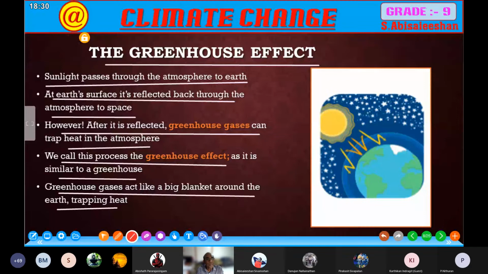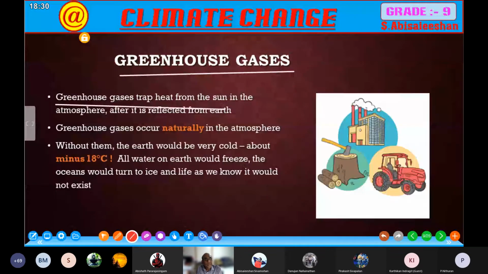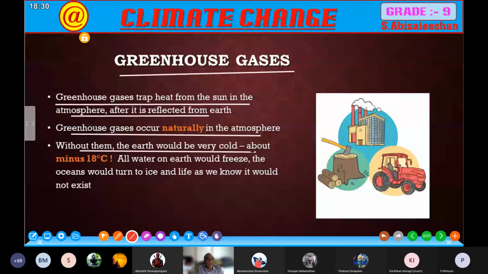Greenhouse gases trap heat from the sun in the atmosphere after it is reflected from Earth. Greenhouse gases occur naturally in the atmosphere. Without them, the Earth would be very cold, about minus 18 degrees Celsius. All water on Earth would freeze, the ocean would turn to ice, and life as we know it would not exist.